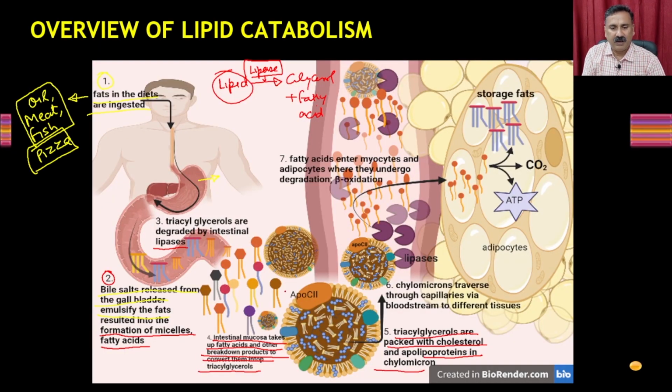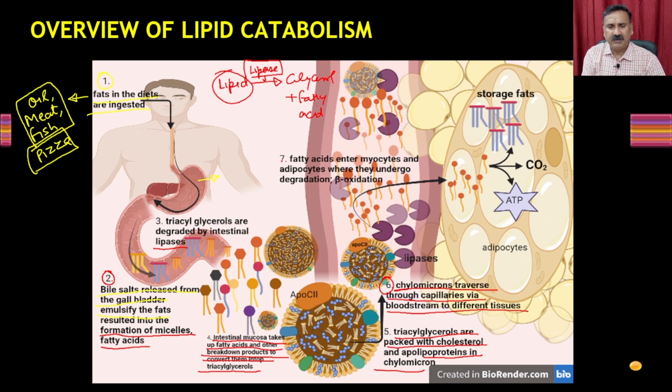So these are like liposomes, where you have several types of apoproteins, and you also have the cavity in which the lipid molecules are going to be filled. So you have the triglycerides and the cholesterol. And then in step number 6, the chylomicrons are transferred through the capillaries via the bloodstream to the different tissues. So chylomicrons will transport into the blood, and they will go to the different organs, okay.